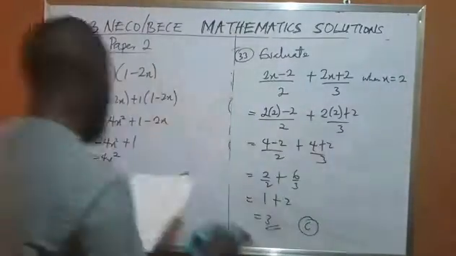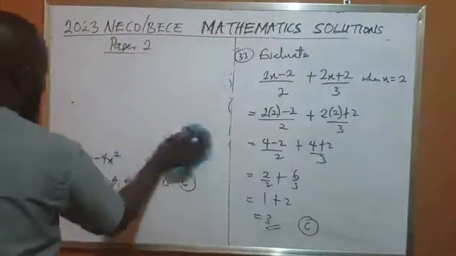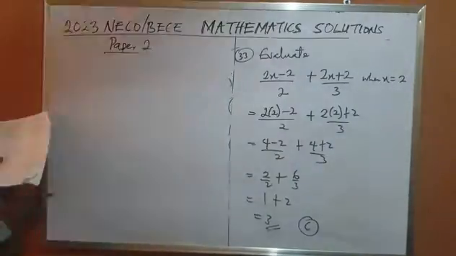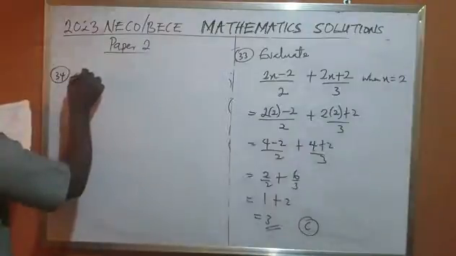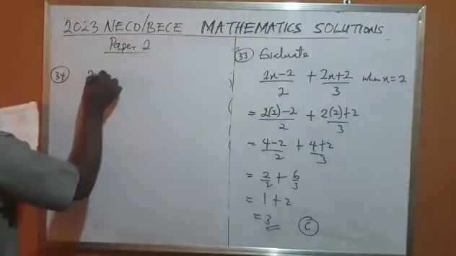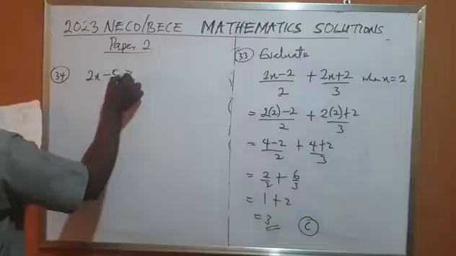Then for question 34, we are asked to solve for x: 2x minus 5 greater than 7.